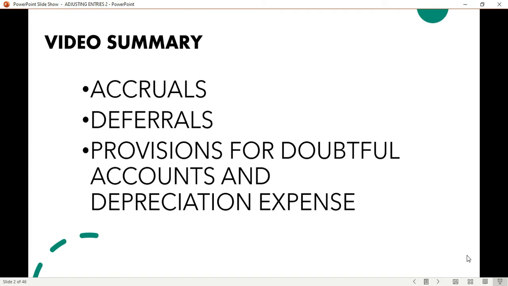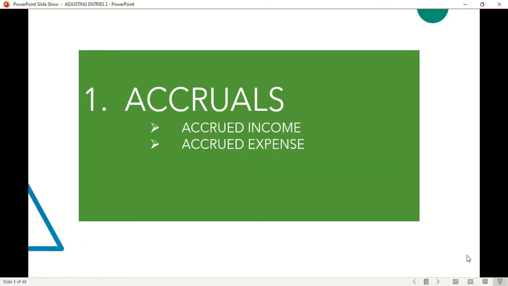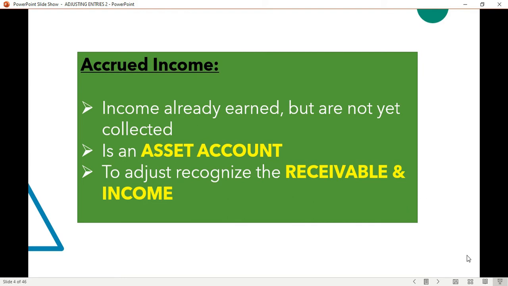So as a summary, there are three items that require adjustment in the books at the end of the accounting period. You have accruals, deferrals, and provisions for doubtful accounts and depreciation. Let's start with accruals. There are two types of accrual. You have accrued income and accrued expense. So let's start with accrued income. What is an accrued income? An accrued income is an income already earned but not yet collected. An accrued income is an asset account. To adjust, you need to recognize the receivable and the income.